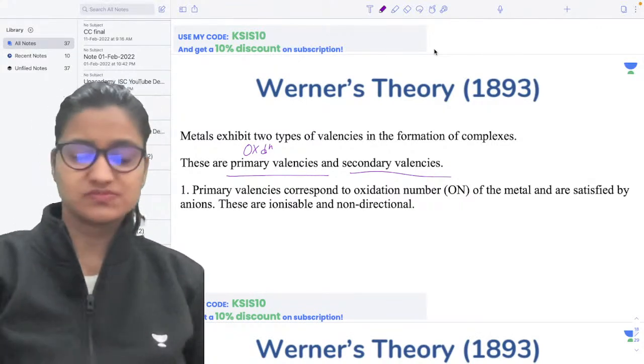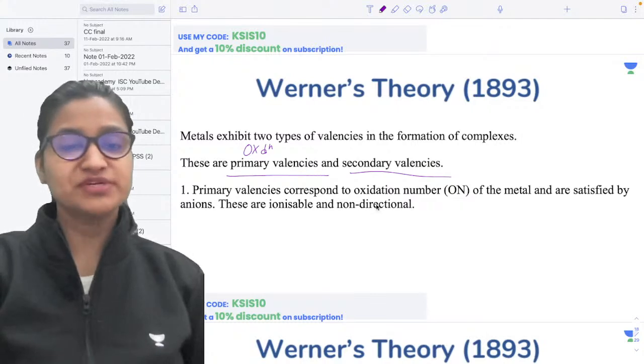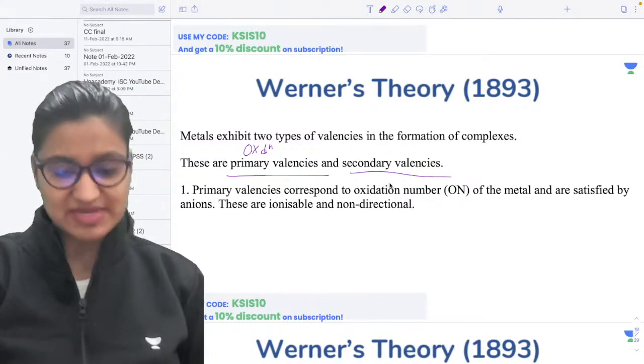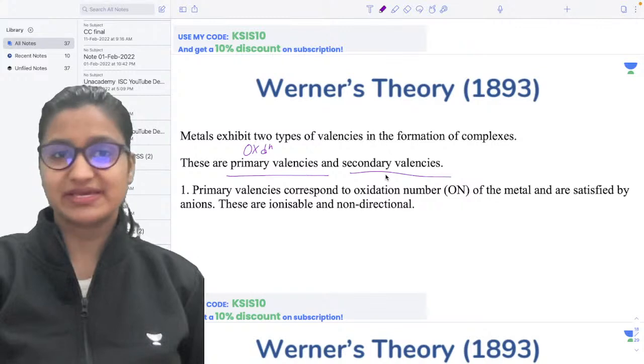Cool. So yes, according to Werner's theory, we have two types of valencies, primary valency and secondary valency.